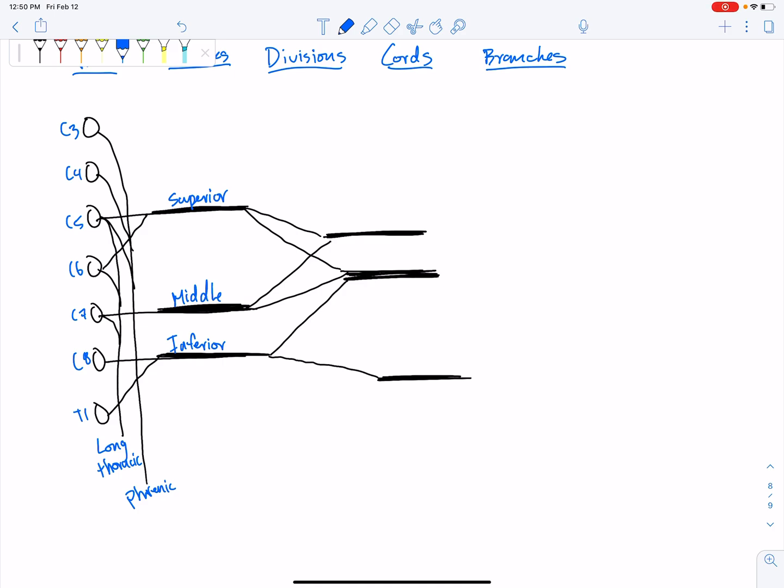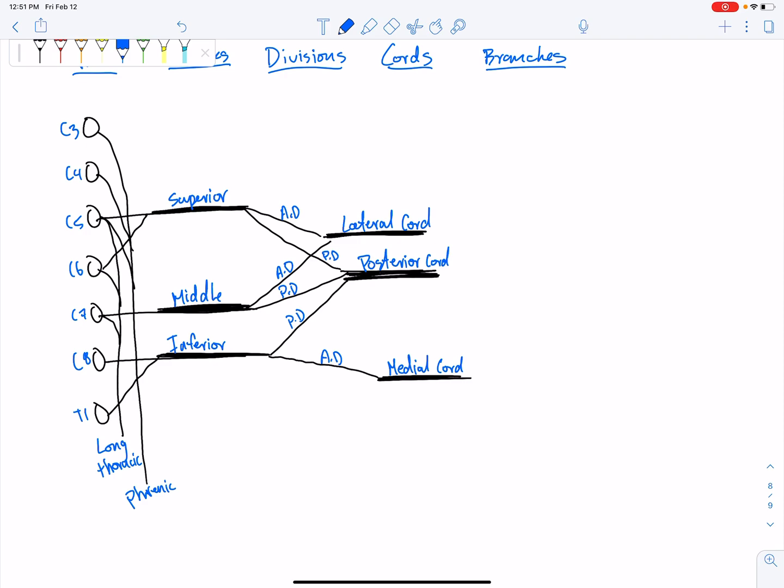Okay, so now let's label these real quick. So you have your lateral chord, your posterior chord, and your medial chord. I label the chords first because it helps me remember that everything going to the posterior chord is a posterior division, and then the other three are anterior divisions. So here we have a posterior division, a posterior division, and a posterior division. Here's an anterior division, and an anterior division, and this is, guys, an anterior division. Almost missed him.